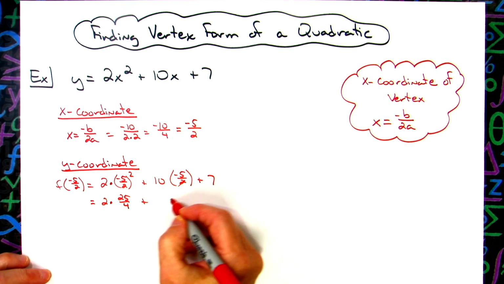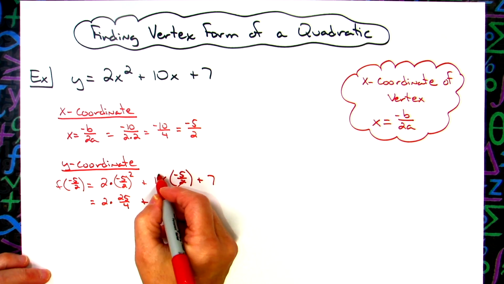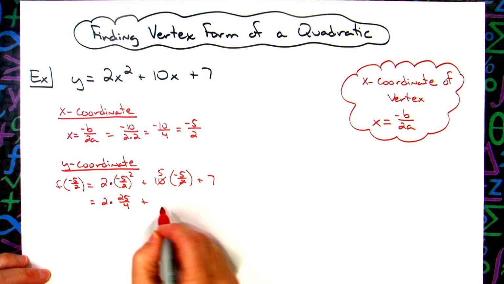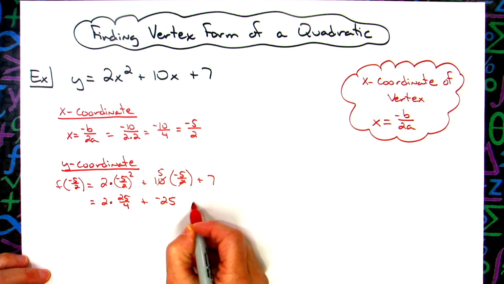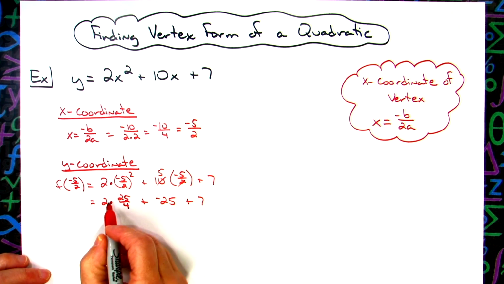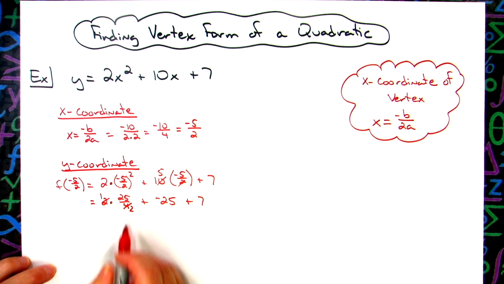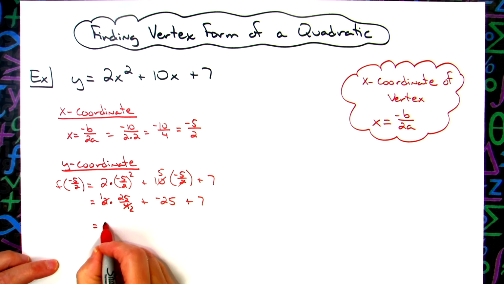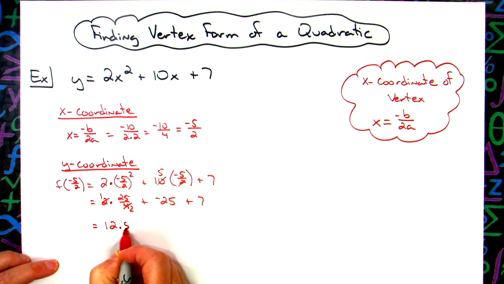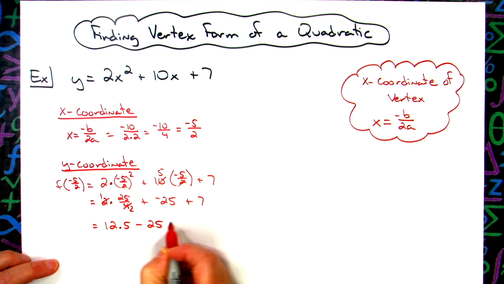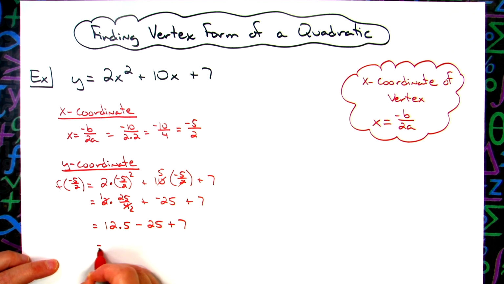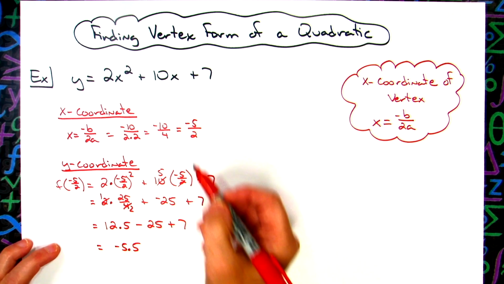Doing a little bit of arithmetic here, we're going to have 2 times that 25 over 4 plus, reducing here, 2 goes into 2 once, 2 goes into 10 5 times. So I'll have a negative 25 right there plus the 7. Let's do a little reducing here, 2 into 2 once, 2 into 4 2 times. This is going to be a 12 and a half. So I'm going to have 12.5 minus 25 plus 7. Doing a little arithmetic there, grabbing a calculator if you need to, it's a negative 5.5.